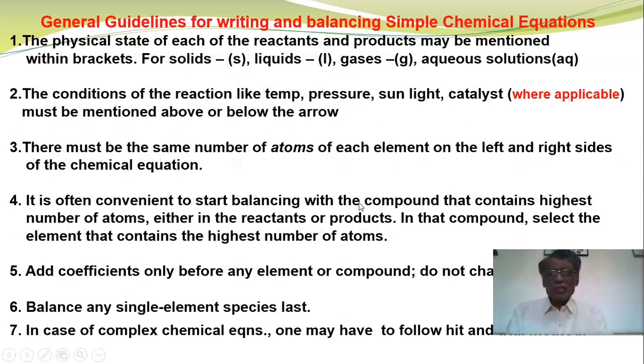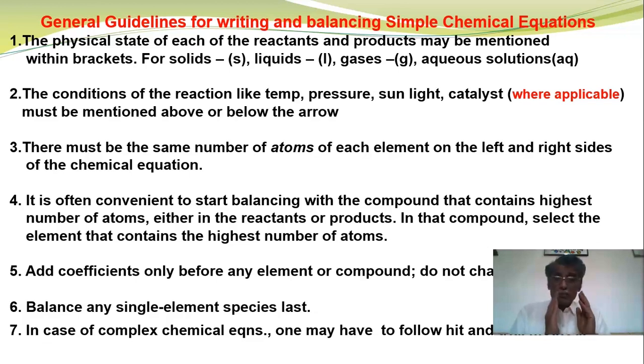Now let me explain some general guidelines for writing and balancing chemical equations. First one, the physical state of each of the reactants and products may be mentioned within brackets: for solids S, liquids L, gases G, aqueous solutions AQ. Number 2, the conditions of the reaction like temperature, pressure, sunlight, catalyst, etc., where applicable, must be mentioned above or below the arrow.